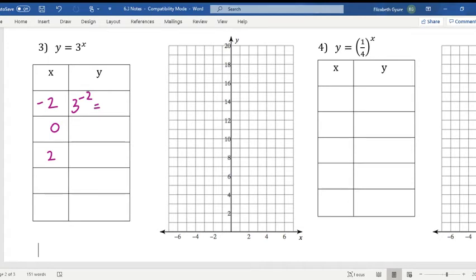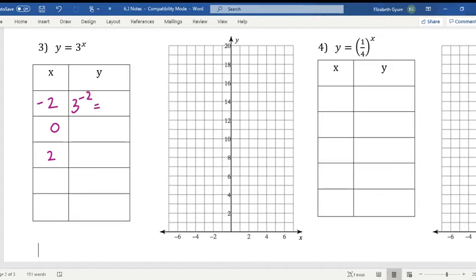Anybody? Asia, what'd you get when you plugged it in? You there, Asia? Aaron, what'd you get when you plugged it in? Yeah, you're good. Yeah, that's exactly what you should get.